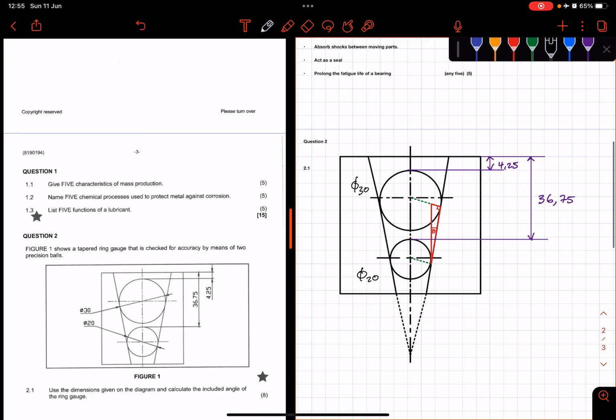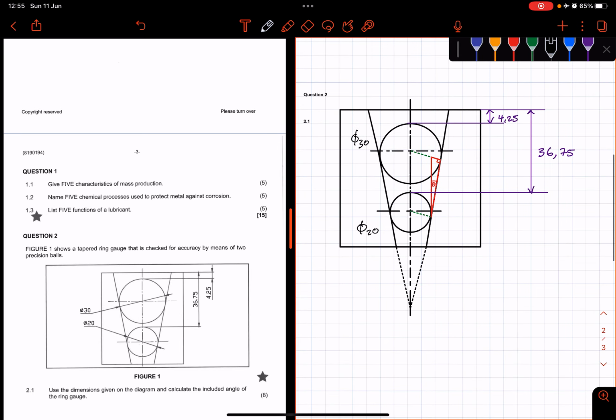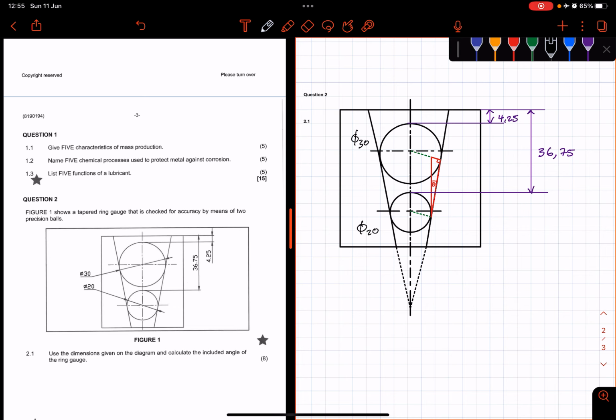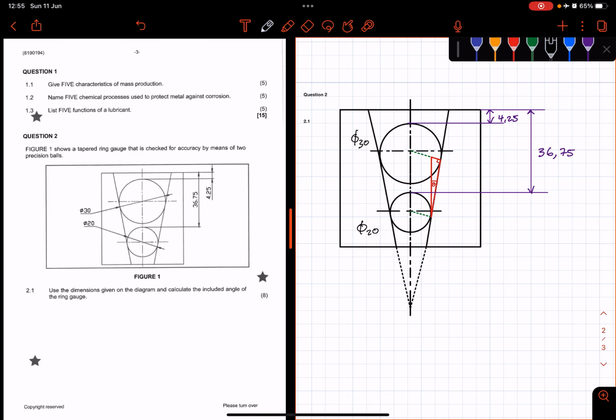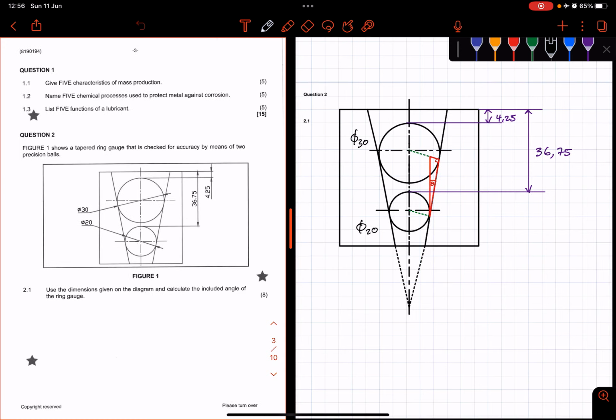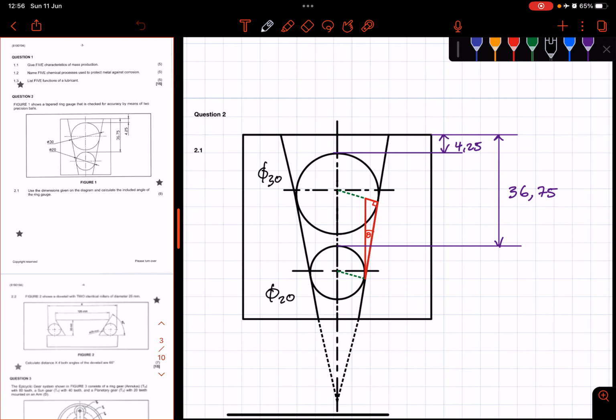You can pause the video if you have to. Let's get right into question 2. Question 2 reads as follows. Figure 1 shows a tapered ring gauge that is checked for accuracy by means of 2 precision bolts. 2.1. Use the dimensions given on the diagram and calculate the included angle of the ring gauge. So we are looking for the included angle.